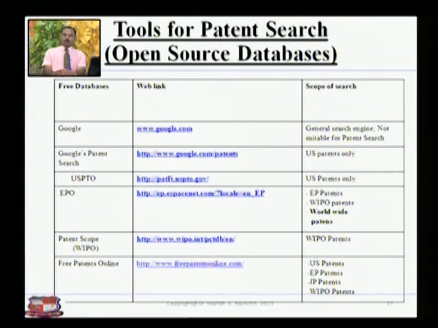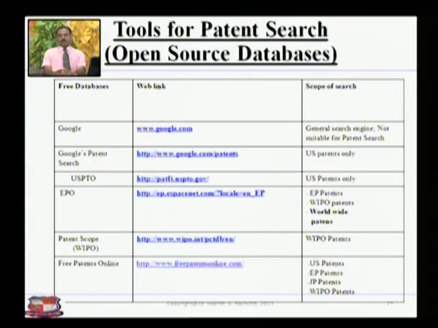So the next database belongs to EPO, that is the European Patent Office. They have very good facilities. They provide 3 options. If you are interested in European patents, select EP patents. If you are interested in PCT patents, just select the WIPO patents. And if you are interested in worldwide patents, you can select the worldwide patent option. I will show you live also.